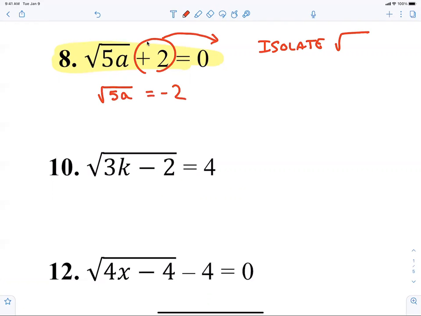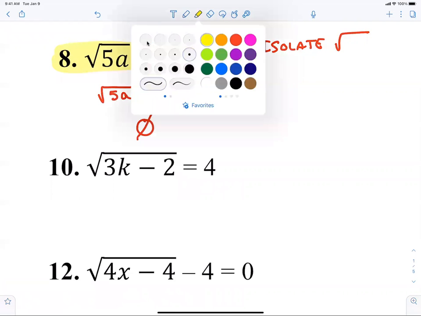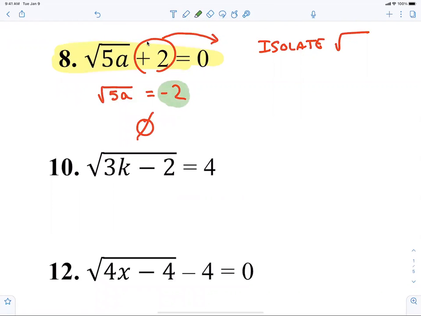Does everybody agree with that? Can the square root equal a negative? No. That's why this is no solution. So everybody stop there for a second. Can the square root equal a negative? No matter what I do, you're always going to get a positive answer when you take the square root. That's why for number 8, it's no solution. Everybody okay with that? So you got to remember that little rule. Square roots cannot be negative.